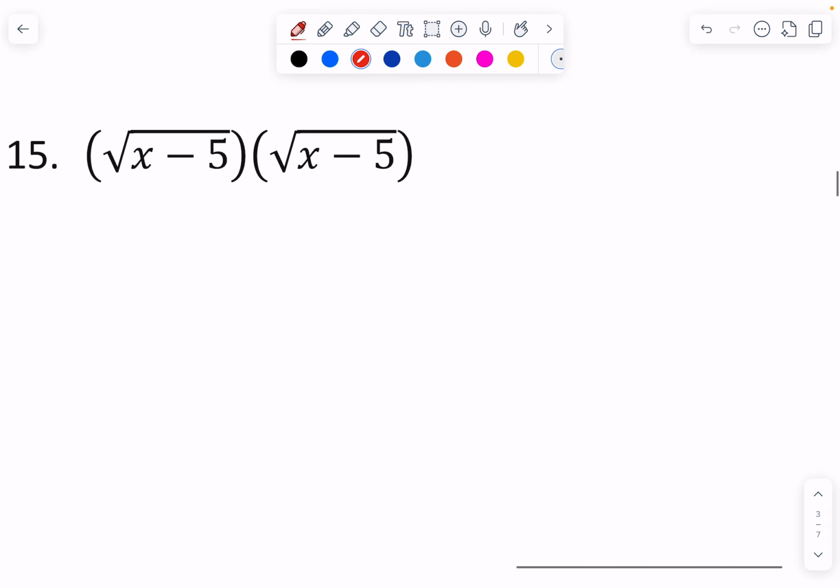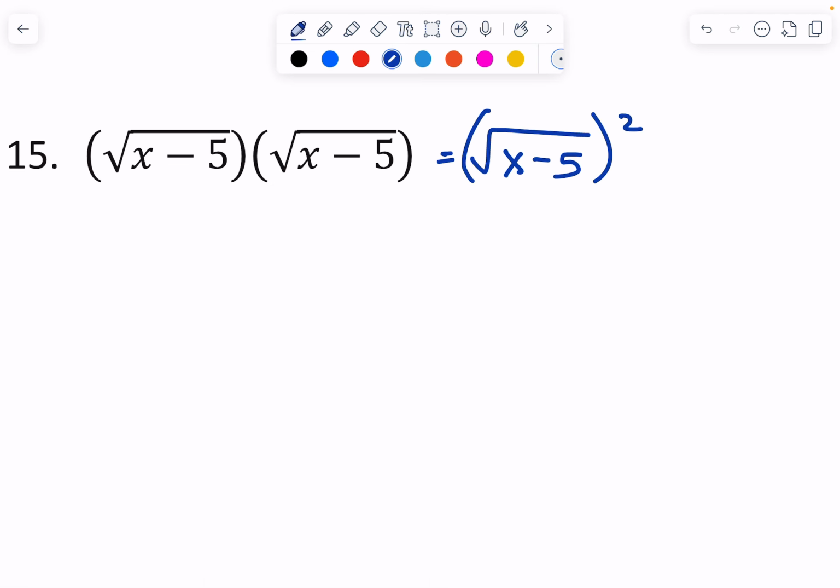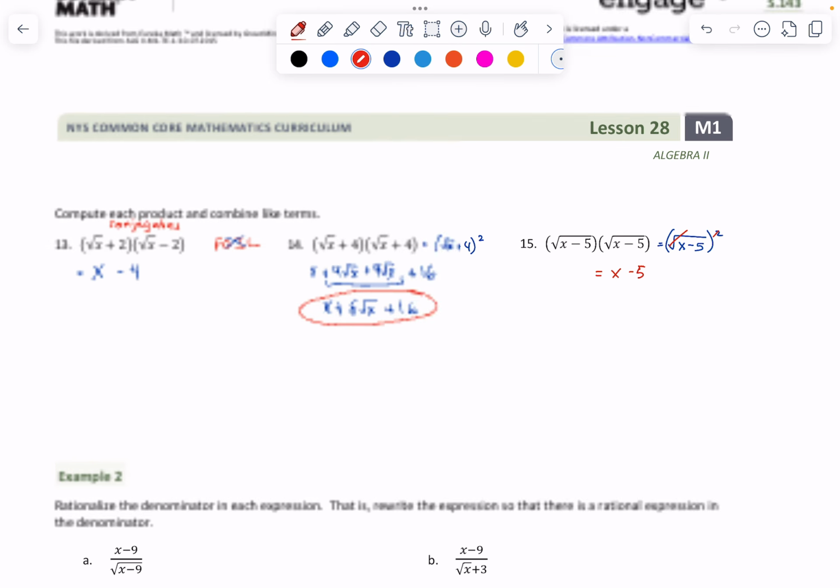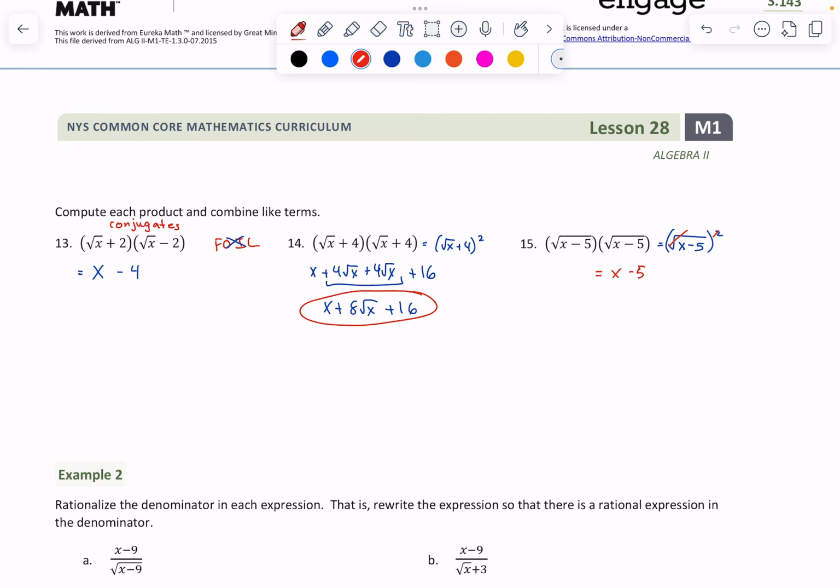Moving on. Same thing. Here, this is equivalent to the square root of x minus 5 squared because it's the same quantity times itself. In which case, you could just literally negate these two, and you're just left with x minus 5 as your final answer.